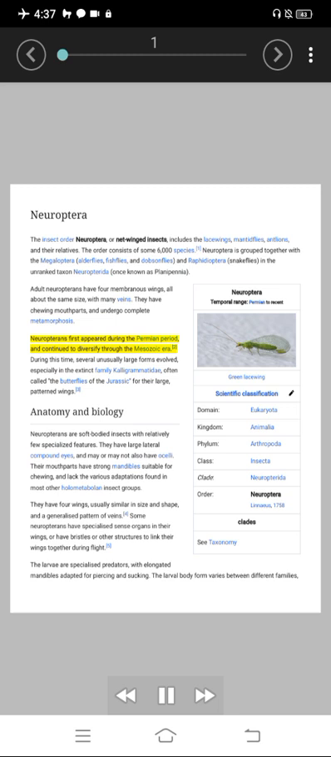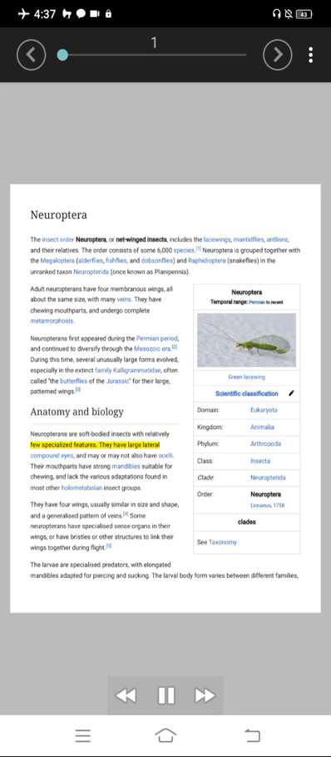Neuropterans first appeared during the Permian period, and continued to diversify through the Mesozoic era. During this time, several unusually large forms evolved, especially in the extinct family Kalligrammatidae, often called the butterflies of the Jurassic, for their large, patterned wings.